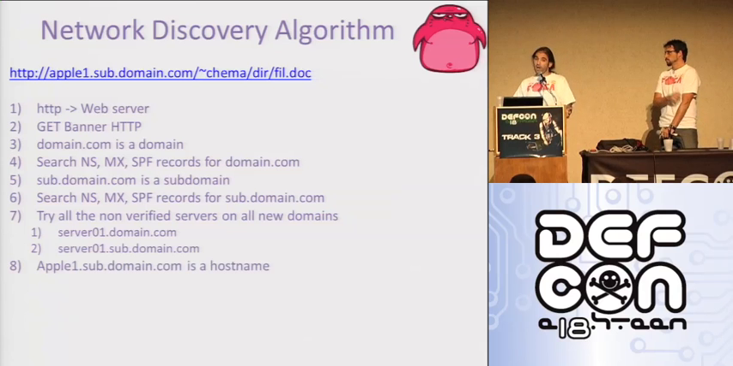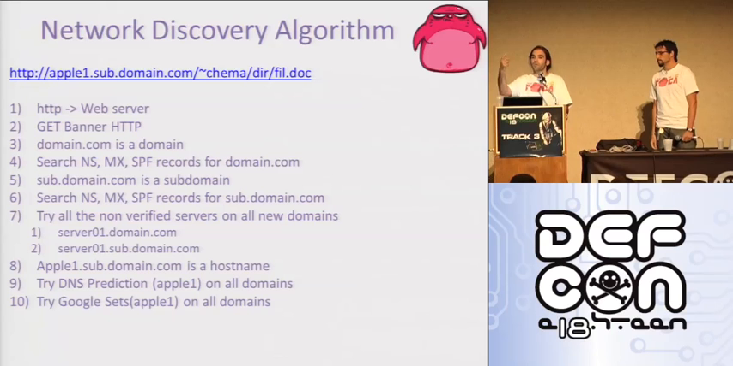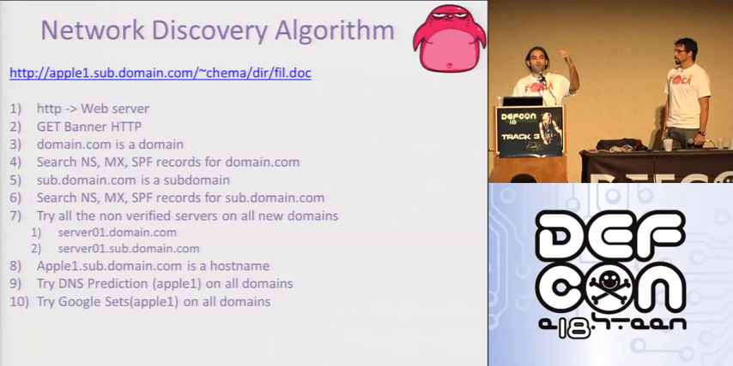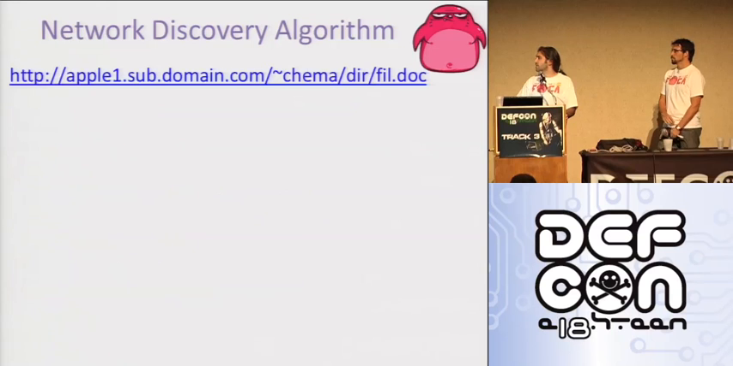Of course, Apple1 is a host name, and Apple1 is the name of a server. So we can try a DNS prediction, looking for Apple1 to Apple10, and so on. And we can do the same with Google Sets. We can ask Google for a list of words related to Apple and try to discover more servers.